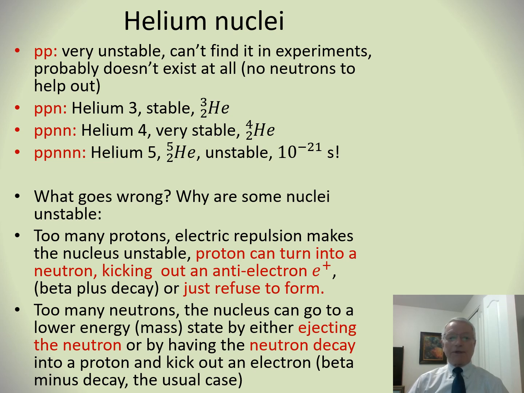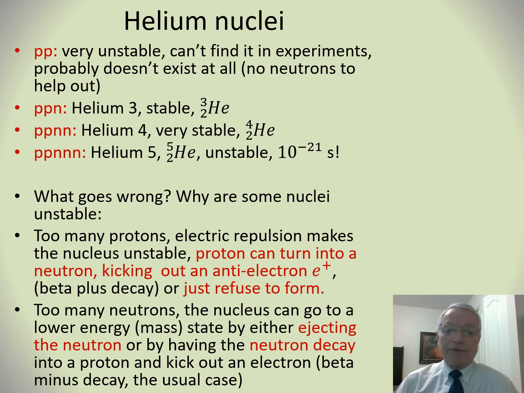and that turns out to be true all the way up the periodic table, although when you get to higher numbers, there's a wider range of neutron numbers that are stable. Well, what goes wrong? Why are some nuclei unstable? Well, there's 2 reasons. There might be too many protons. You have too much electric repulsion then, and the nucleus would be happier if one of those protons wasn't in there. And so the proton turns into a neutron, kicks out an anti-electron, and goes to a happier state.